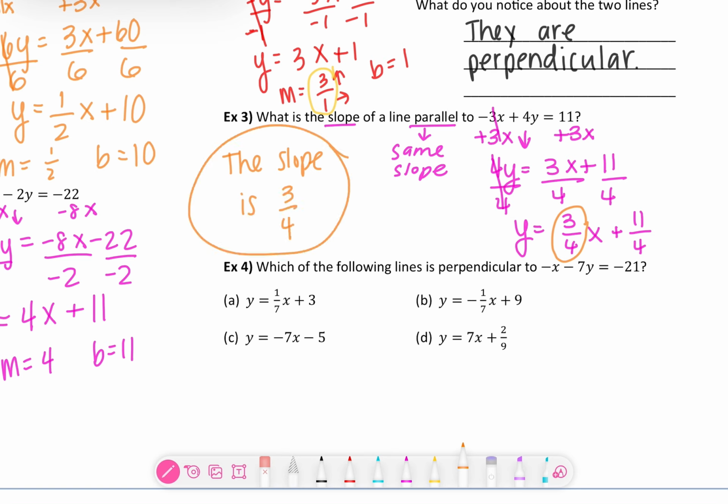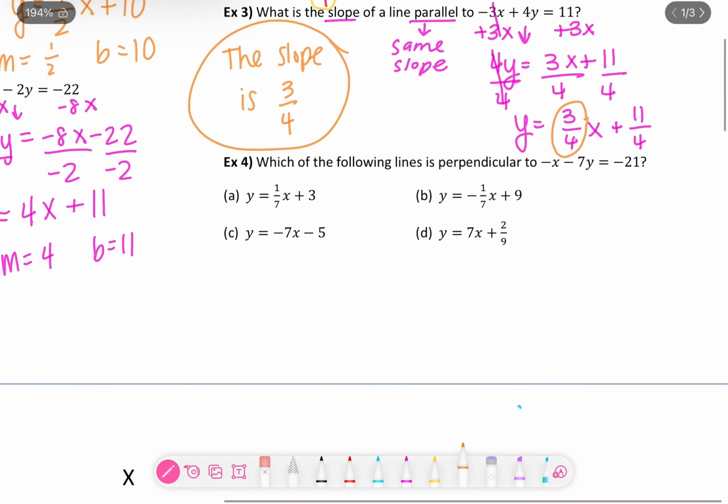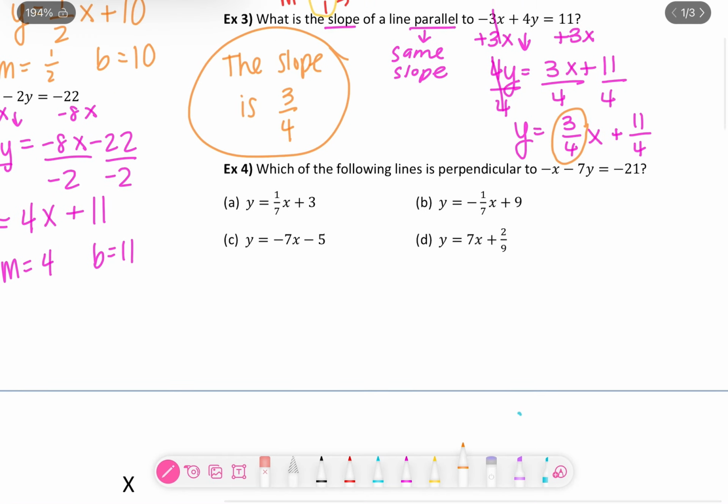original line is. Okay, last but not least, let's take a look at number 4. Which of the following lines is perpendicular to negative x minus 7y equals negative 21? So we already know what we're looking for. We're looking for which of the lines is the correct line, right? A, B, C, or D.